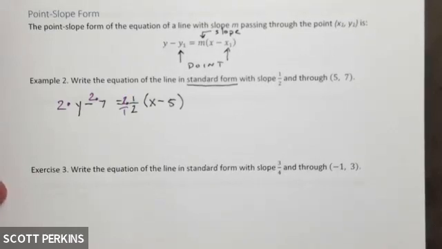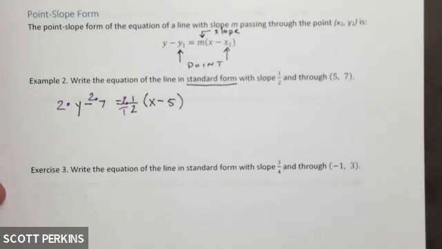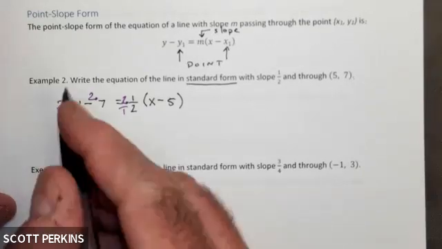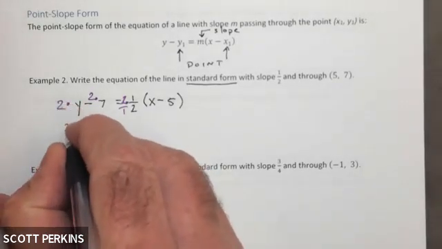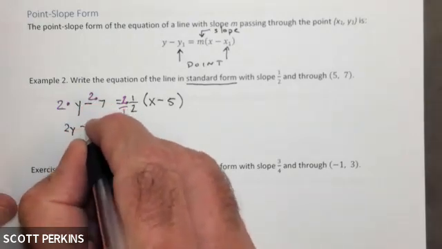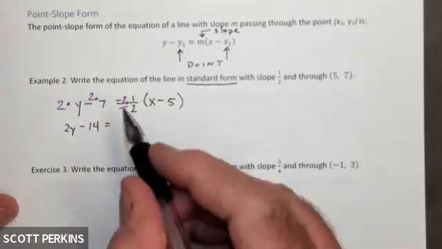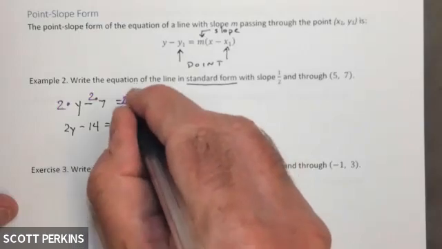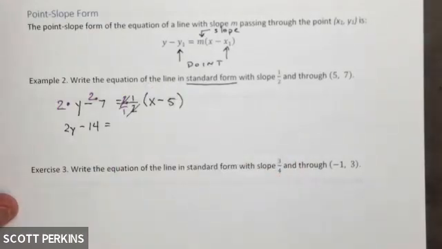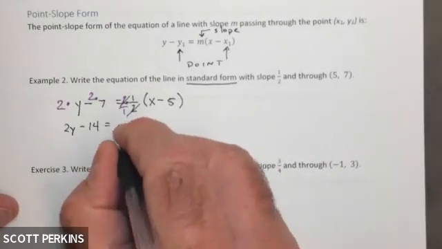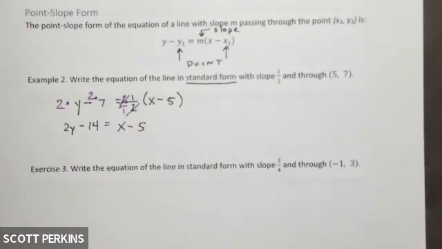If I lose you, let me know. You're going to do the exact same thing in the next problem. So you're going to follow these same steps to hopefully help you remember what you're doing. On the left side, 2 times y is 2y. -7 times 2 is -14. I have 2 times a half. The 2's cancel and leave me a 1. So I just have 1 times x minus 5, which is x minus 5.